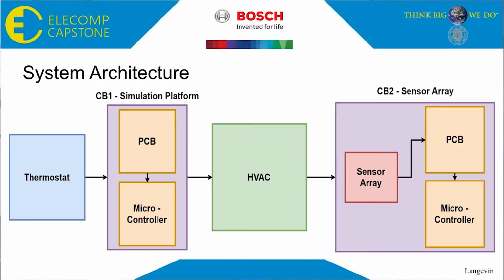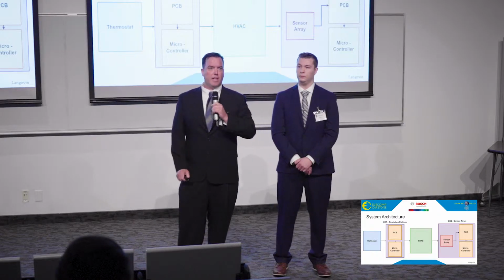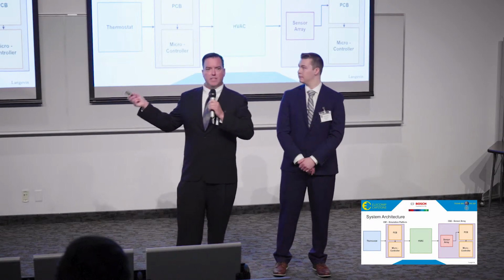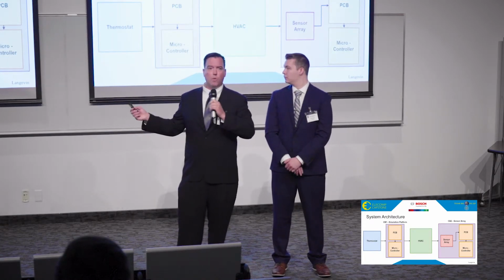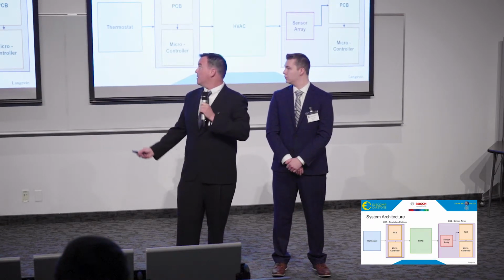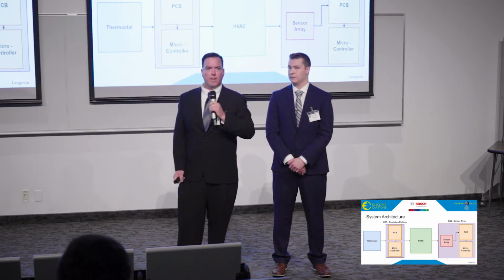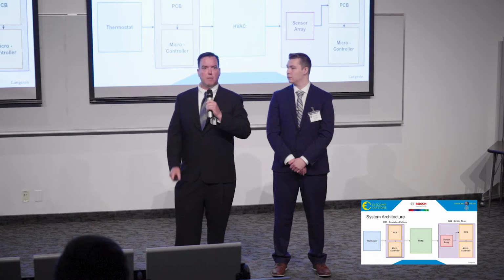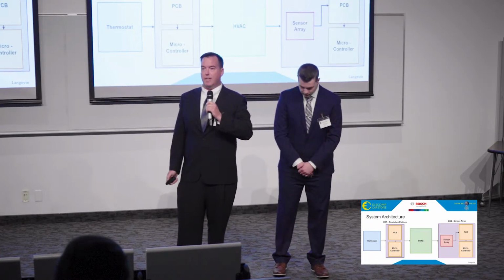So at the beginning, in our system architecture, what we needed to do was to implement CB1 in between the thermostat and the HVAC unit, which would allow for simulation and also allow thermostat control to still run. Inside CB1, you can see PCB number 1 and the microcontroller. Inside the HVAC unit, we have CB2, which is the sensor array, which consists of PCB number 2 and the microcontroller on it.